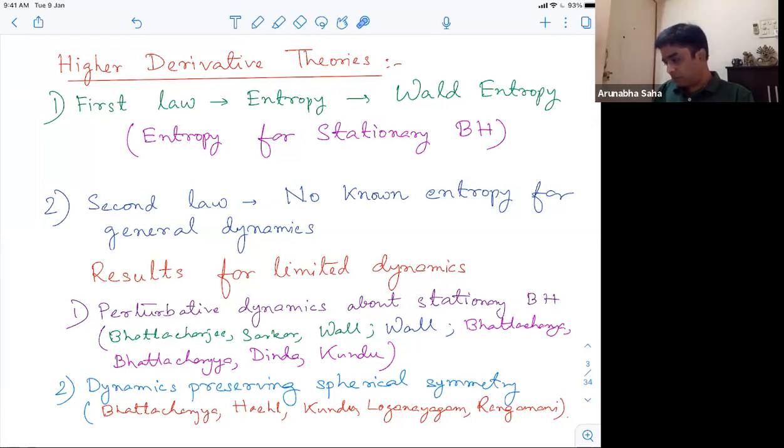For those systems, these people actually found a candidate entropy. But the point of telling you about this specific dynamical situation is that there is no known candidate for any possible dynamics that a black hole can undergo. That is, we have a first law for higher derivative theories, we have a candidate entropy for it, but there is no entropy which satisfies the second law.